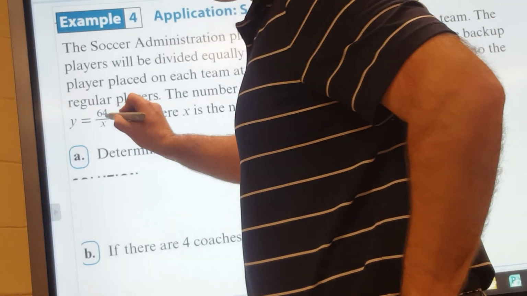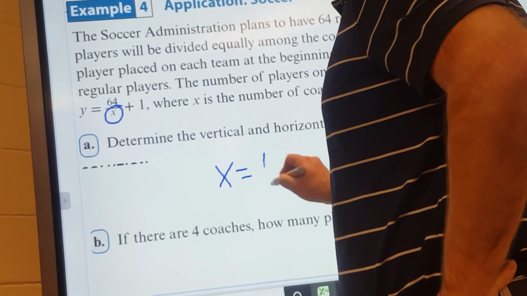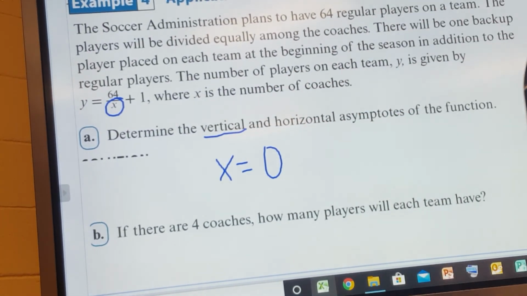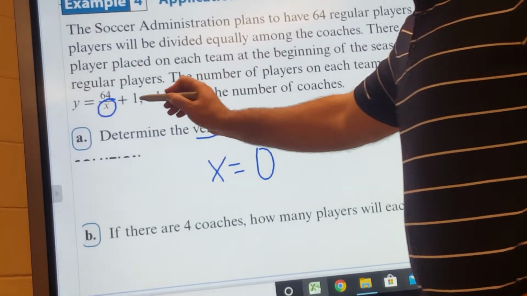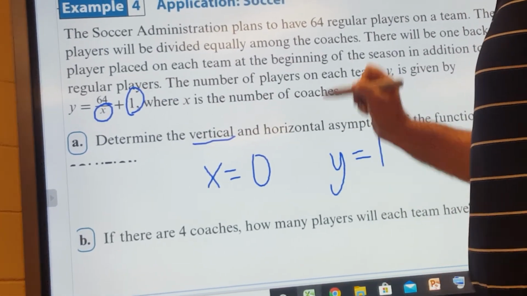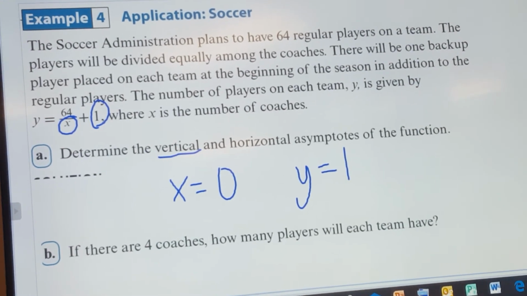Again, for the vertical one, we look there, we make that 0, x equals 0. That is the vertical. Where is the horizontal asymptote? We look to this number. That would be y equals 1. So we've got a vertical and a horizontal asymptote, and we've answered part A.